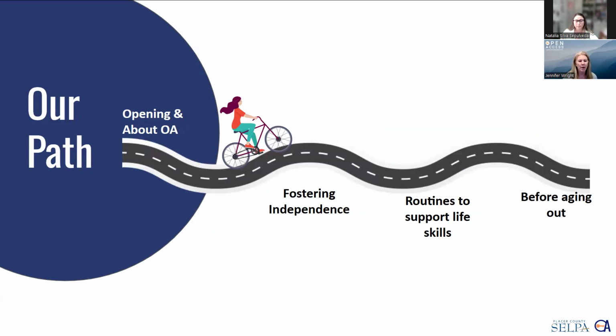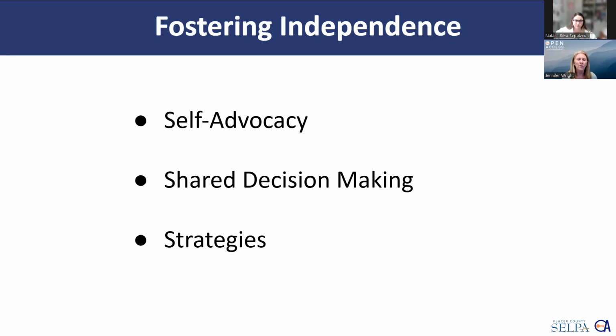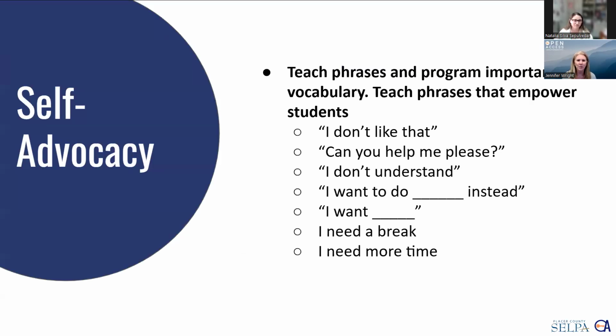So here is our path today when we're talking about high school and transition. We're going to talk about fostering independence. We're going to talk about routines to support life skills. And then we're going to talk about some things that are really important before our students age out. So for our first topic of fostering independence, we are going to be hitting on these three ideas: self-advocacy, shared decision-making, and also strategies. So I'm going to turn it over to Natalia now to get us started with self-advocacy.